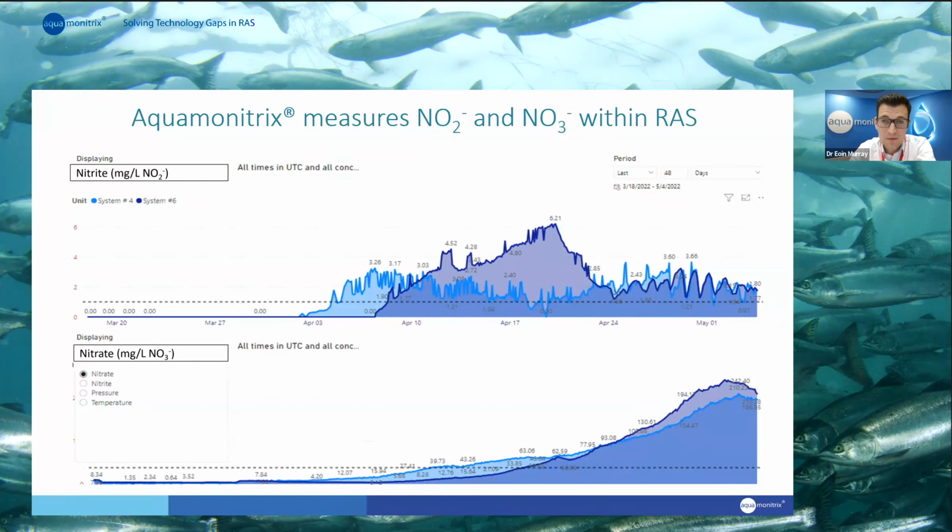To touch briefly then on other applications where the unit adds value. Of course, final effluent for emission of nutrients. Some customers are using it within that application. Improved low water usage is another area, which some customers in Canada and Australia are using. And then also understanding of feeding and maximum feeding and so on. That's another potential area where the real-time nitrite and nitrate data is useful.